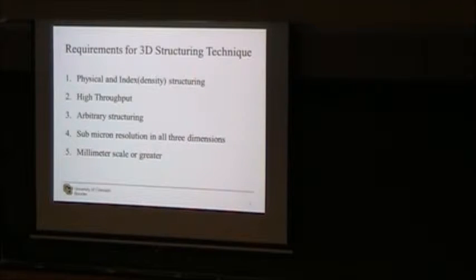program. So before I jump in, I'm going to ask of each three-dimensional structuring technique whether it meets these 5 requirements. Firstly, I want to be able to structure both physical and index structures, physical meaning binary materials that are there or not there, and index being a change in the refractive index. I want it to be high throughput, meaning I can write the structures fast. I want it to be able to do arbitrary structuring, meaning I don't want it to be limited to just periodic structures, for example. Fourthly, I want it to have high resolution in all 3 dimensions, sub-micron resolution. And finally, I want it to be millimeter scale or greater in all 3 dimensions.